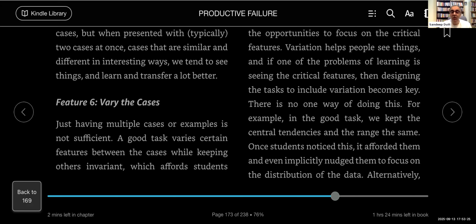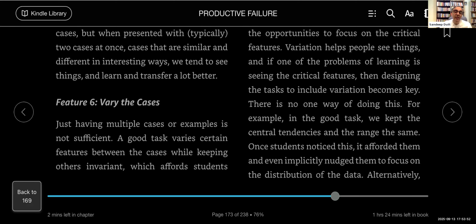We do not learn, and designing the task to include variation becomes key. For example, in the good task, learners should focus on designing variation into the task rather than on calculating variation directly in the domain. In the good task, nudge them to focus on the distribution of the data.